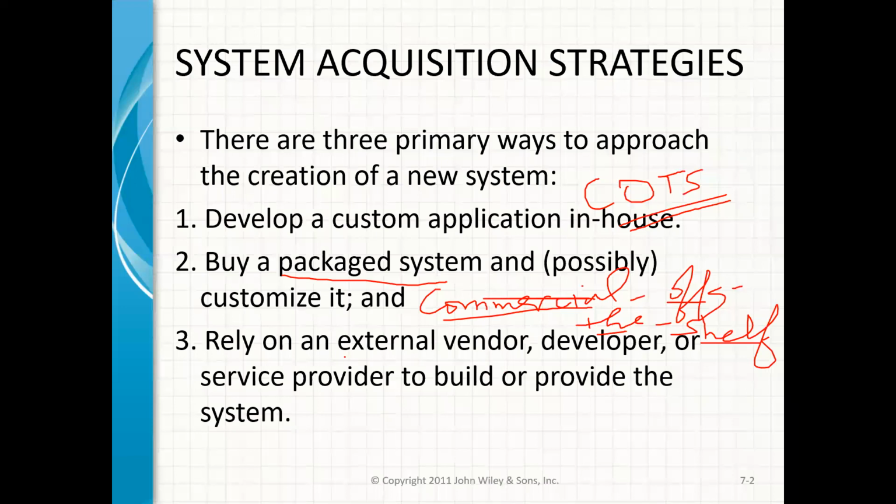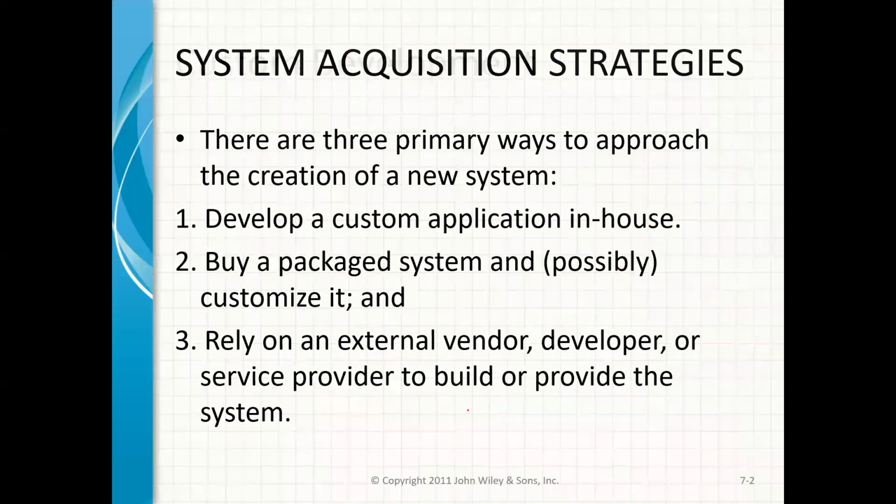Option number three is when you rely on an external vendor, external developer or any external service provider to build the system and give it to you. That's the case when you don't have enough people in house, so you don't have the skills, but you want a system. So you contract somebody who has the knowledge and experience to make sure that he buys or develops the system for you.